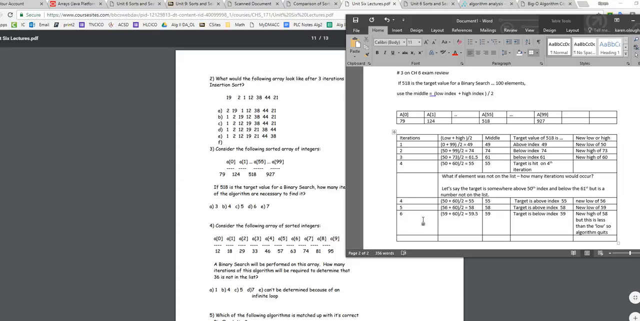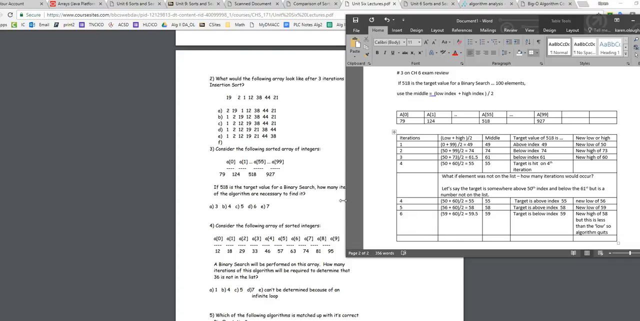Okay, I redid my calculations and it actually ended up with 6 iterations, because on that last one we get an index of 59. If I say the target is below 59, I now have a new high of 58, but that's less than my new low that I had on the previous execution. So therefore, the algorithm quits.